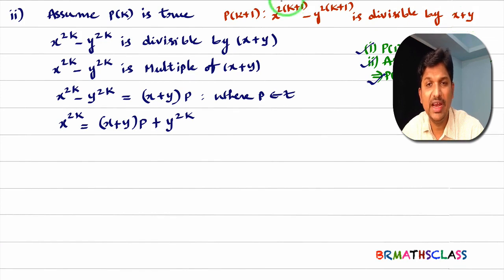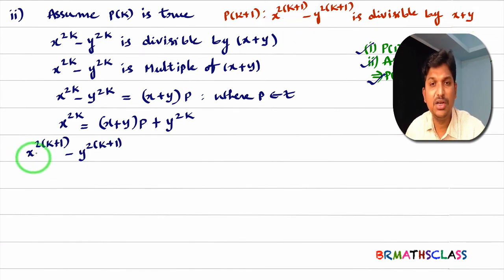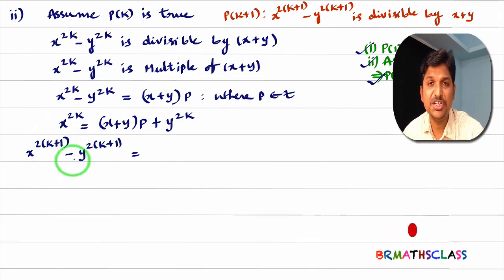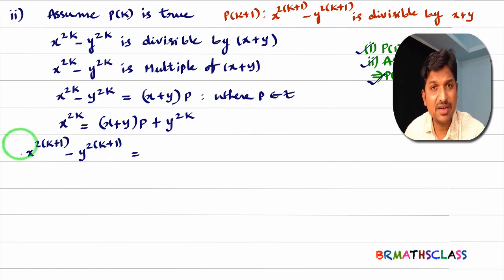So what I'll do, I'll consider this part: x power 2 into k plus 1 minus y power 2 into k plus 1. I need to prove that this expression is divisible by x plus y. What I'll try to do here is prove that this expression is a multiple of x plus y. If this expression is a multiple of x plus y, then I can say that this expression is divisible by x plus y. You just start simplifying this.